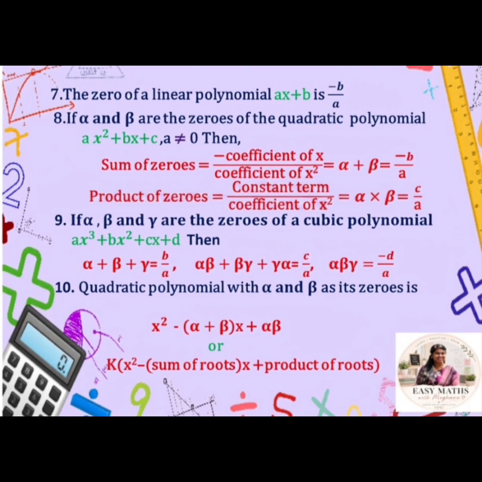Quadratic polynomial with alpha and beta as its zeros is x square minus alpha plus beta x plus alpha beta, or you can write k into x square minus sum of roots into x plus product of roots. So this is regarding the quadratic polynomial, how to find the zeros, and cubic polynomial, how it is represented, how to find the values of the zeros, and also how to get the relationship between the zeros and the coefficient in the quadratic polynomial by using sum of zeros and product of zeros.